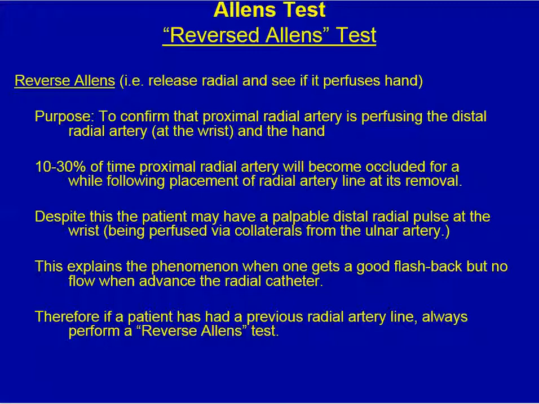Therefore, I recommend that in all of these patients that you do what I call the reverse Allen's. In other words, checking to see if the radial artery is perfusing the hand. So you occlude both vessels, lower the hand, release the radial, and see if it is perfusing the hand.